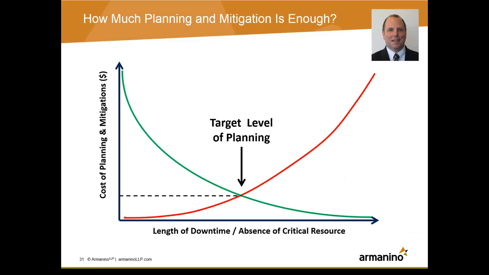The whole exercise is entirely designed to find where these two lines intersect. And that should be the level of planning that you want to do on an ongoing basis. Because at that point, you are going to spend that much money. It's either going to be in loss from the disaster or it's going to be in mitigation of that disaster. Either way, you're going to spend that much, so you may as well be proactive.